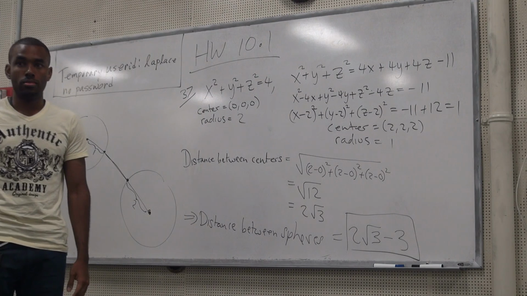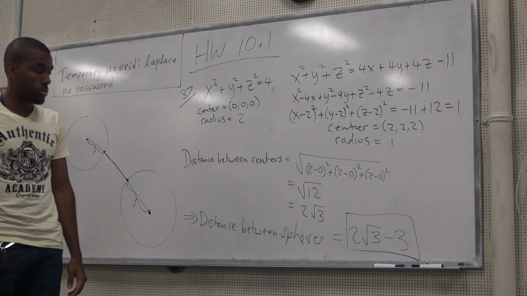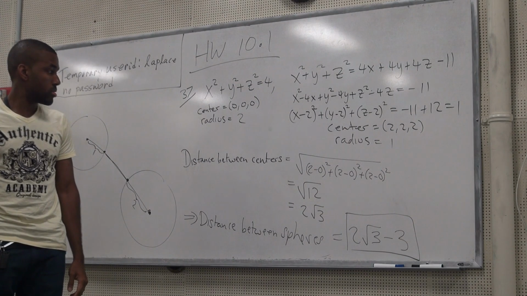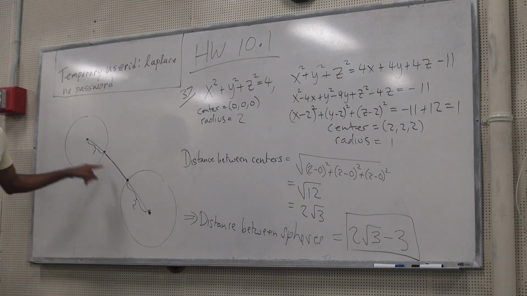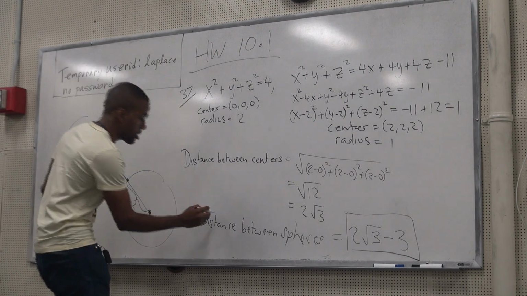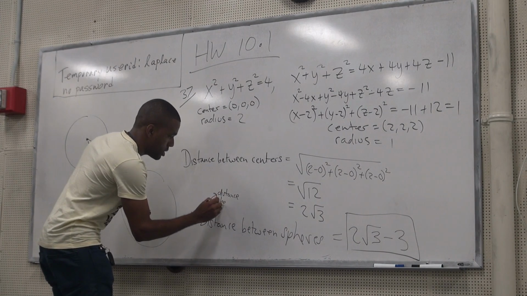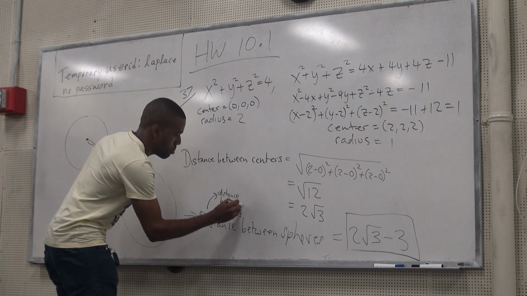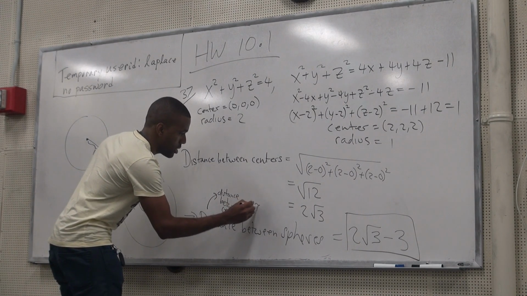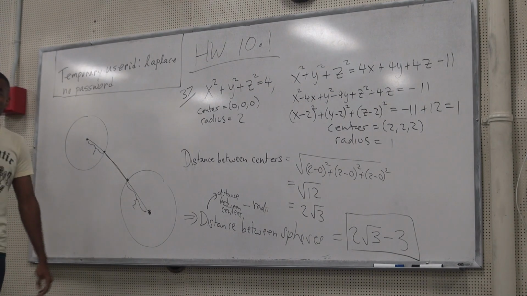Yeah. I just want to make sure, because I was also confused when you did the same thing with the distance, like 2 square root of 3 minus 3. Is that minus 3 made up from the radii? Right. The distance between the spheres is going to be the distance between the centers minus the radii. So that 3 comes from the 2 and the 1.